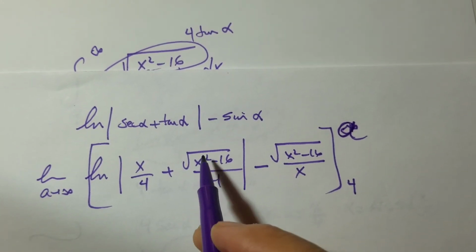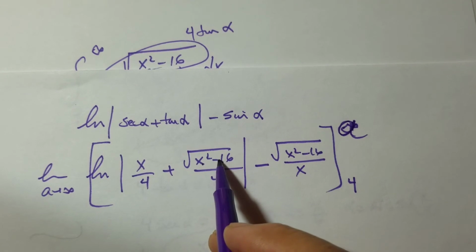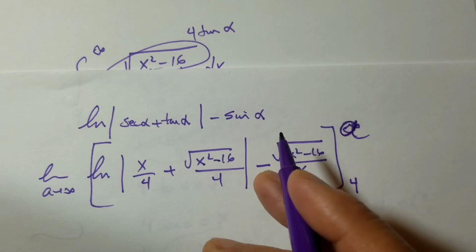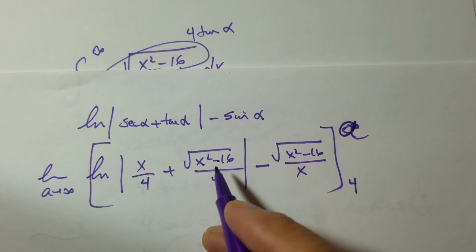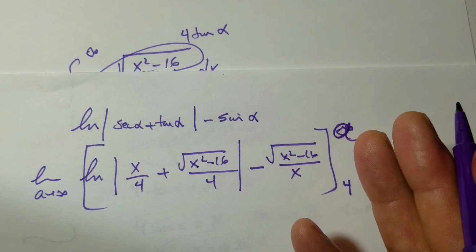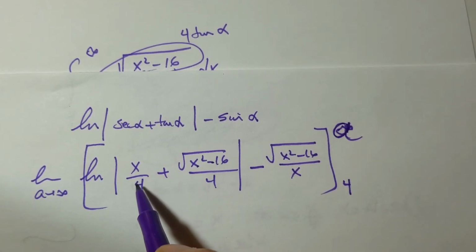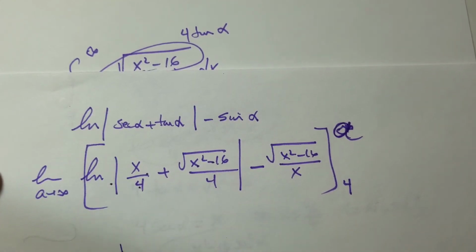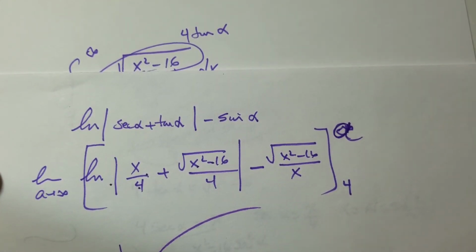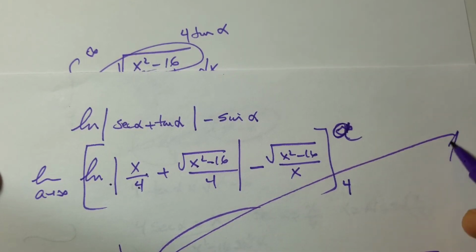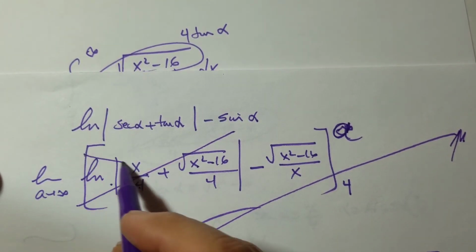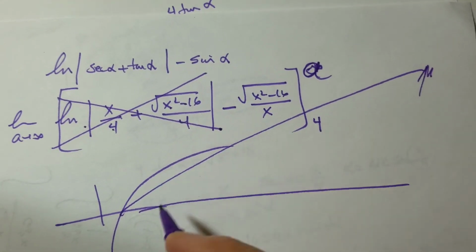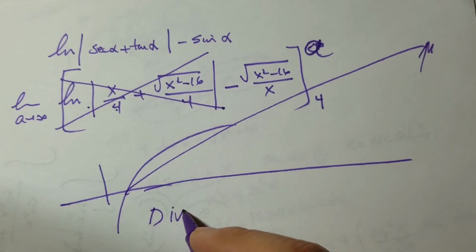Let's talk. What is infinity squared minus 16? It is infinity. What is the square root of infinity? It is still a large number. A large number divided by 4 is a large number. What is infinity over 4? Infinity. What is the natural log of infinity? X is infinity. The y is also infinity. Therefore, I know this one diverges. I'm not going to bother with the other piece, and I'm going to say diverge.